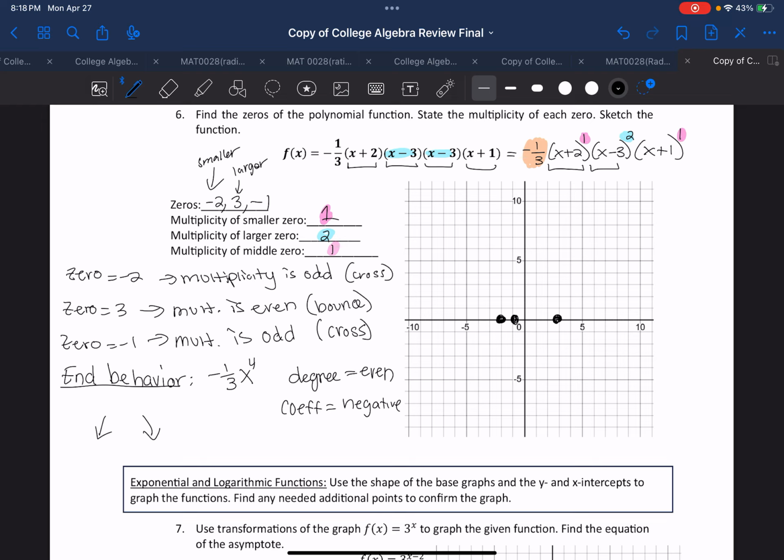So what does that tell me? That tells me both ends are going down like that. That's my end behavior. And then for the zero of -2, it's crossing through. So it's going to go up and cross through. It has to come back down, and it crosses through -1 as well. And then it has to go back down and come back up at some point. And then at 3, it bounces, just touches it and goes back down. So it looks something like that.